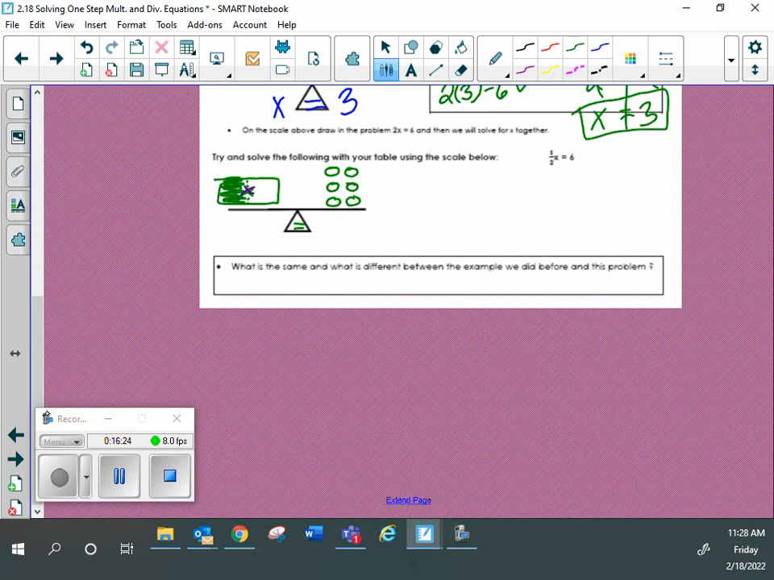So I'm going to add another half of x, and if I add half of x on this side, I have to add the same amount on the other side. We said that half of x is equal to 6. If I add another half of x, I'm going to add another 6. Very good. So a full x is equal to all of this. x is equal to 12.